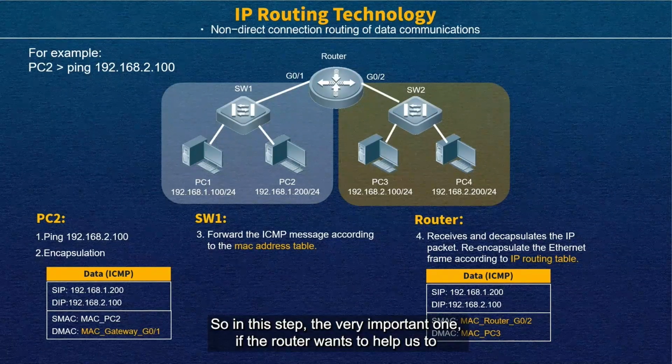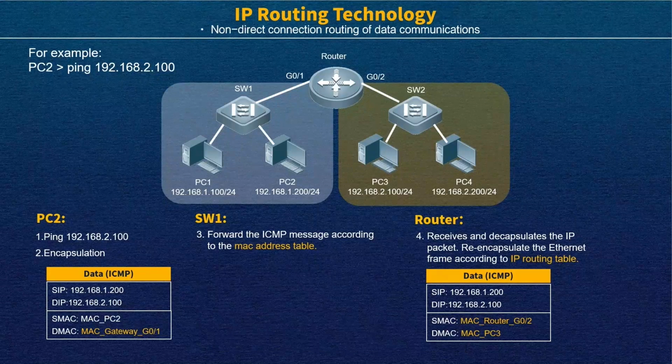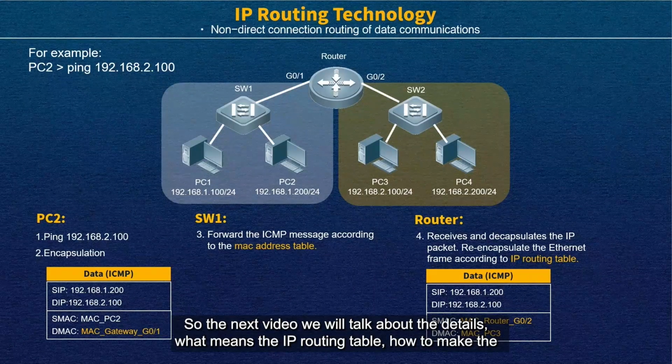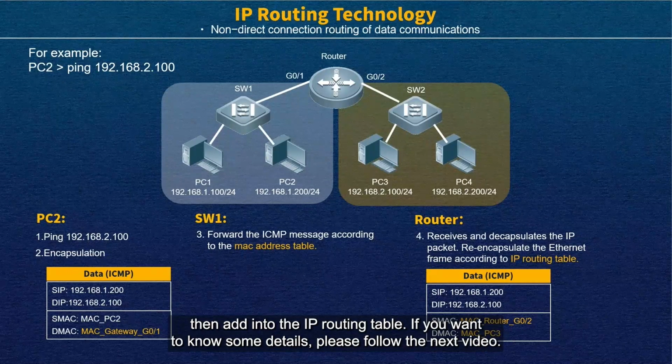In this step, the very important point is that if the router wants to help us forward the message successfully, we need the correct IP routing table. So in the next video we will talk about the details: what makes the IP routing table, how to make the IP routing table correctly, and which different sources can become routing entries and then be added into the IP routing table. If you want to know some detail, please follow the next video.